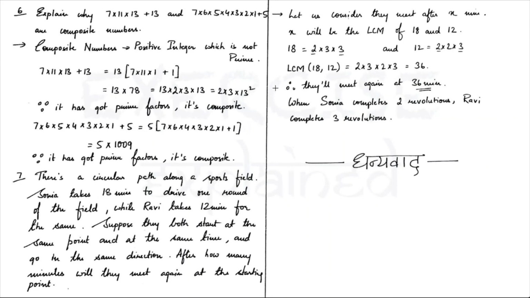Now this part is not required for your question. I just wrote it to make things clear. In 36 minutes, the number of revolutions Sonia can do is 36 divided by 18, that is 2 revolutions. And for Ravi, it is 36 divided by 12, that is 3 revolutions. So I hope you guys have understood the completely solved exercise 1.2 of real numbers.